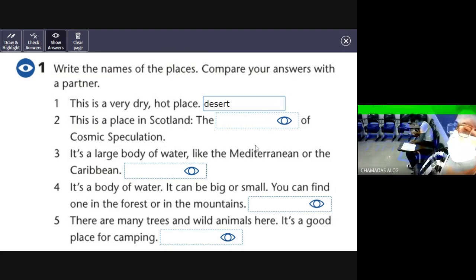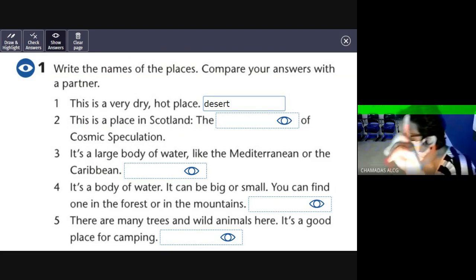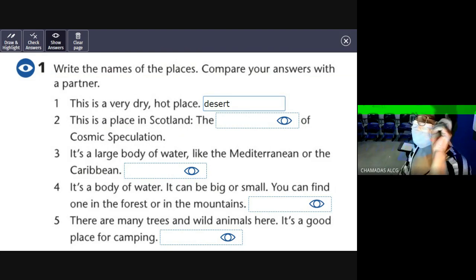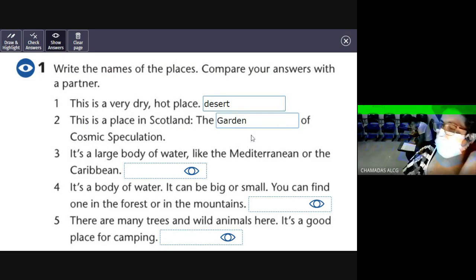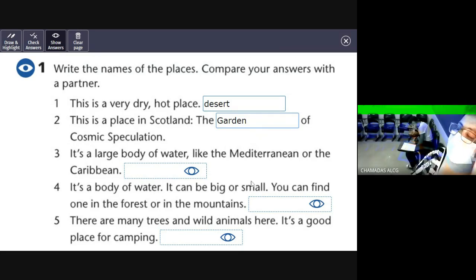Who remembers? Do you remember that? Come on. I do. I do. The Garden of Cosmic Speculation. All right. Number three, it's a large body of water like the Mediterranean or the Caribbean.